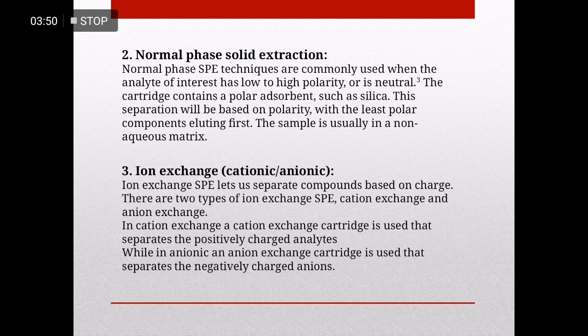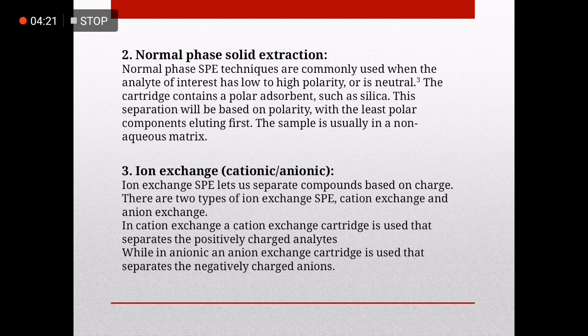The second type of solid phase extraction is normal phase solid extraction. In normal phase SPE, analytes with low to high polarity or which are neutral are separated from the matrix. In this, no aqueous media is used to separate the analytes from the interferents. This separates the analytes based on their polarity.